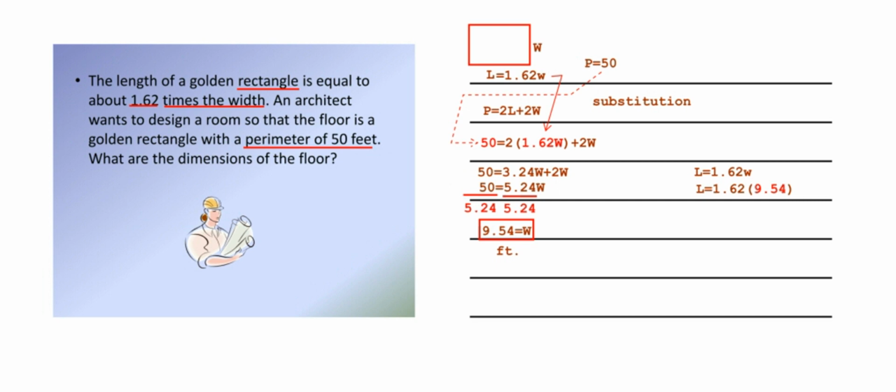So 1.62 times 9.54 gives us 15.46. So the length is 15.46 feet. And there's our second dimension. So it looks like we got all our needed lengths and widths, right? So we're talking about a golden rectangle. There's a golden rectangle, or sort of tannish. So let's imagine it's golden colored. So L equals 15.46. That's our length. And we found that the width is 9.54.